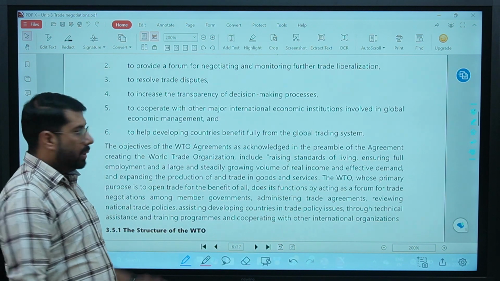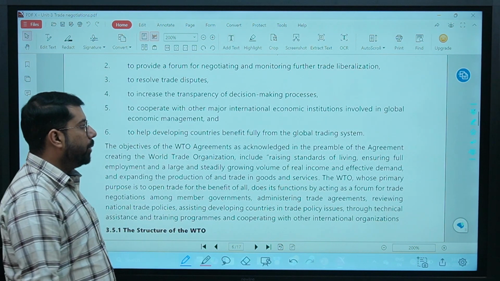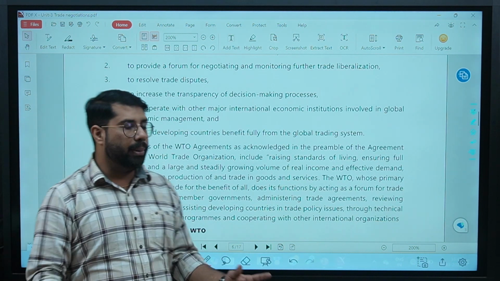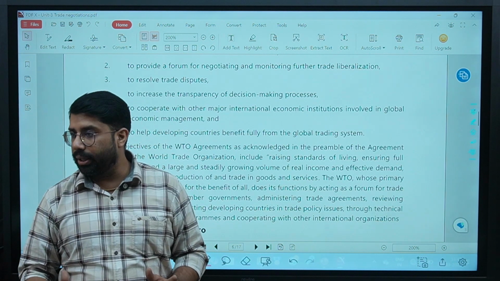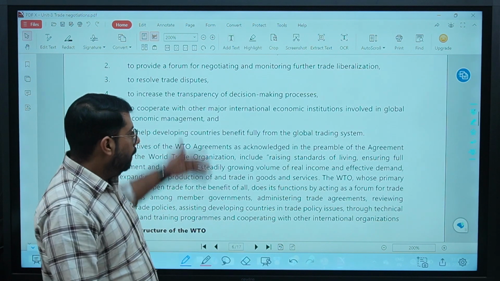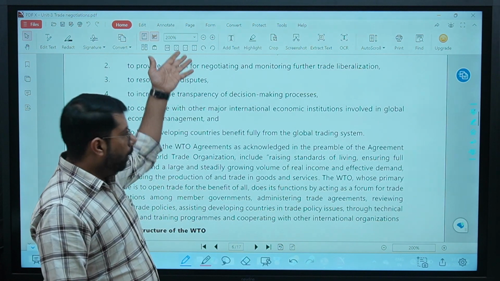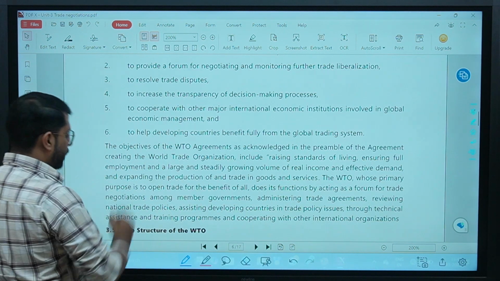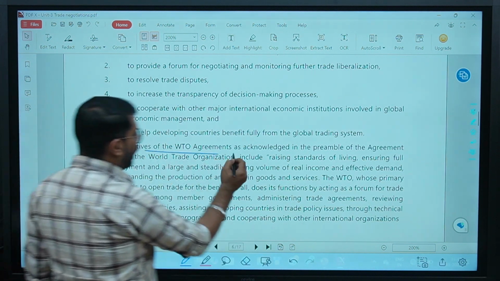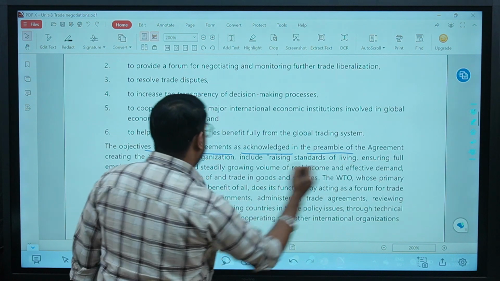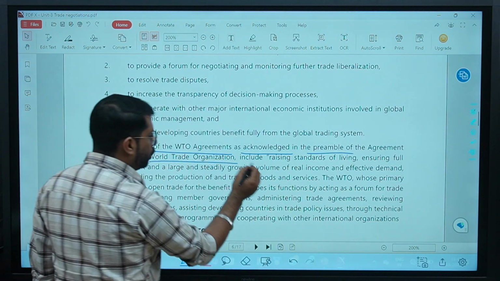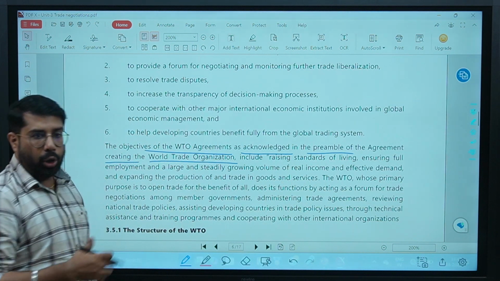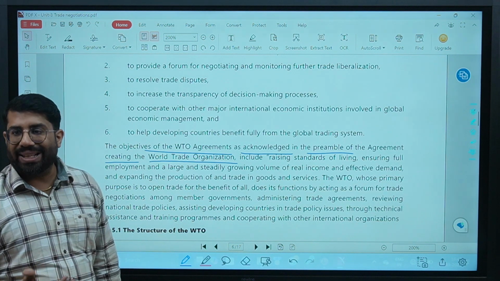Are we clear? Guys, where are these objectives written? In the preamble of the WTO agreement. Whatever agreement is signed by the member countries of WTO, all these objectives are written there. Let us just read this one also. It says, the objectives of WTO agreements as acknowledged in the preamble of the agreement creating the World Trade Organization include, what else?